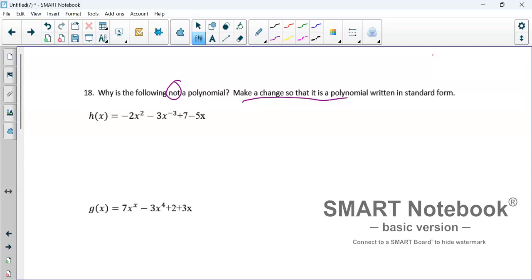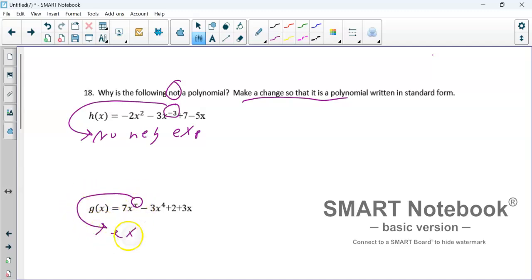So right off the bat, the first one, h of x, this right here makes it a no. So all you have to do is say, no negative exponents. And that, circling it and then that explanation, that's enough. Okay. This one, exponent can't be a variable. And that answer takes care of the first part right there.